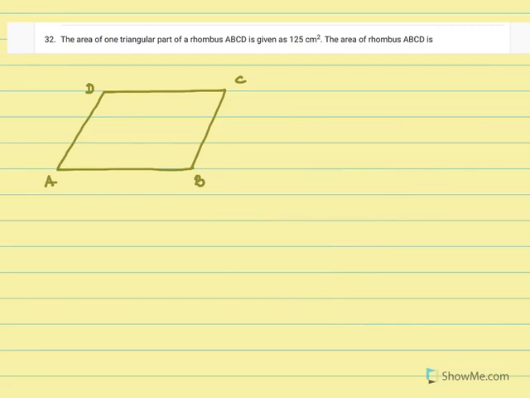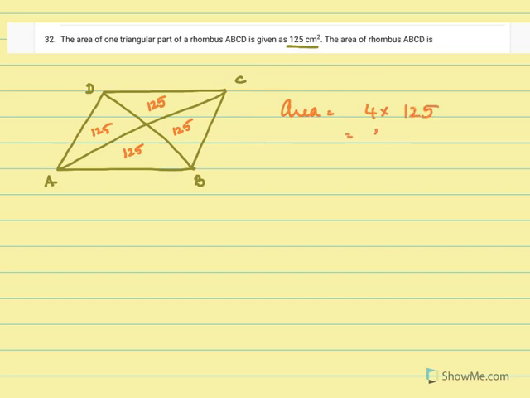The area of one triangular part of the rhombus is 125. Find the area of the rhombus. So here I can divide with the diagonals. I get four parts. They said one part is 125 and all the parts will be equal. This is 125. So this also will be 125 area. This also 125. So the total area will be 4 times 125 and that is 500 centimeter square.